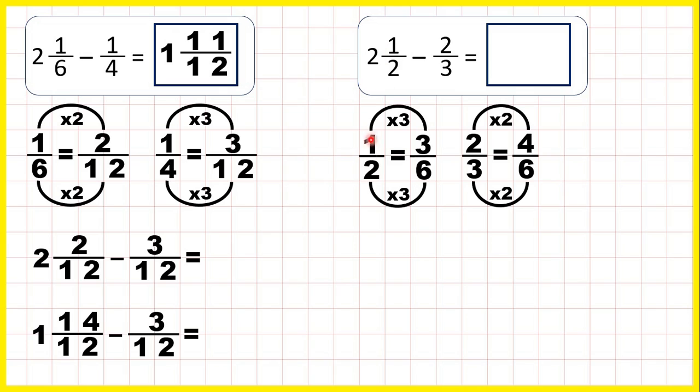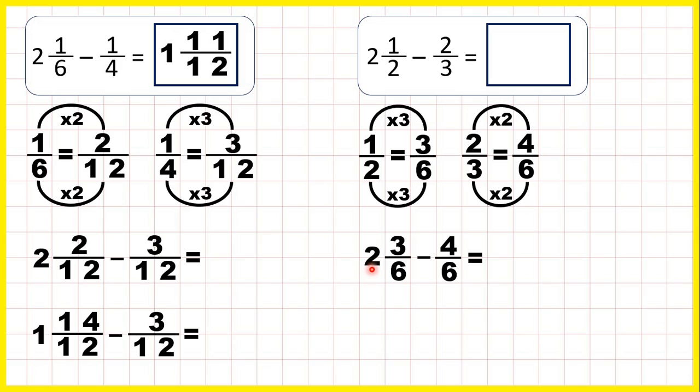Instead of 2 and a half, that's 2 and 3/6, and instead of subtracting 2/3, we can subtract 4/6. But again, we have a problem because the fraction we're subtracting is larger than the fraction in our mixed number. So here we're going to need to exchange 1 whole for 6 more sixths.